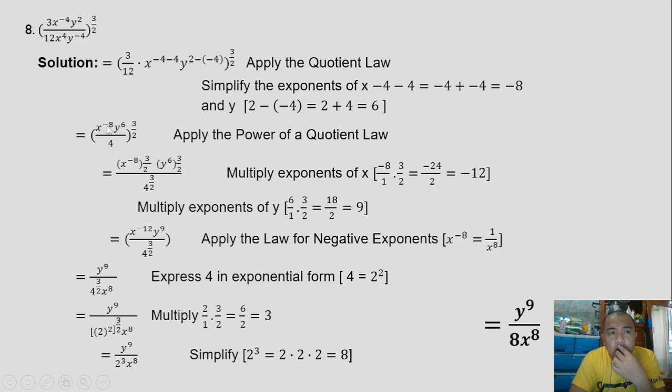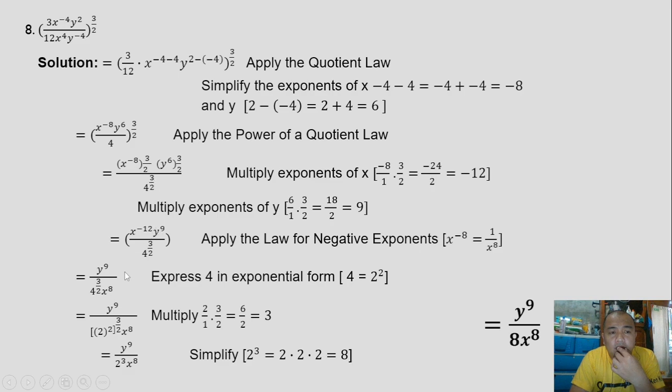X raised to... Okay, let's apply the power of the quotient law. Negative 4 minus 4 is x raised to negative 8. 2 minus negative 4 is positive 6, all over 4 raised to 3 halves. So we will multiply 3 halves to negative 8, that's equivalent to negative 12. 6 times 3 halves is, yes, 9.